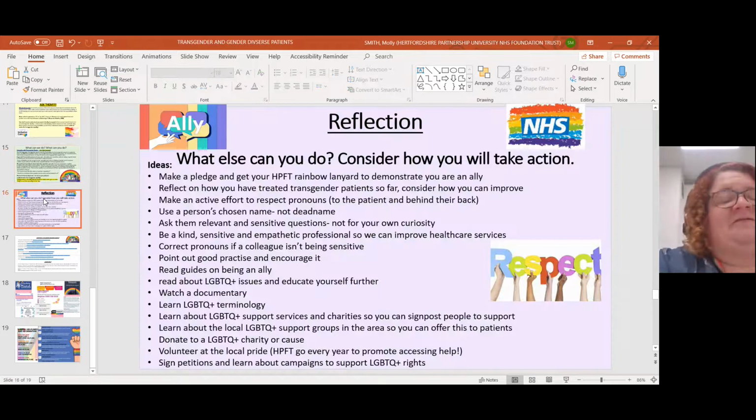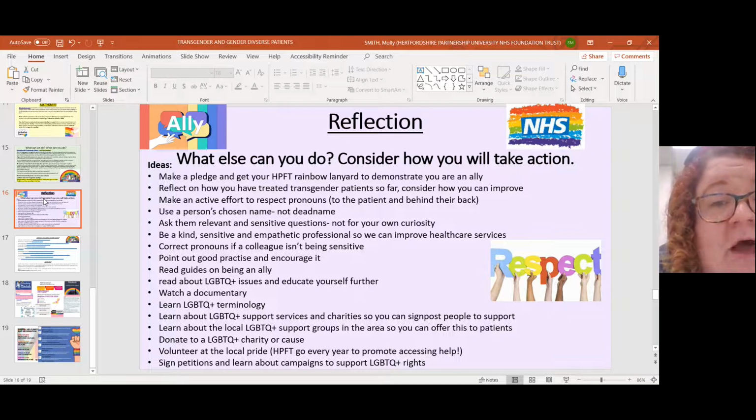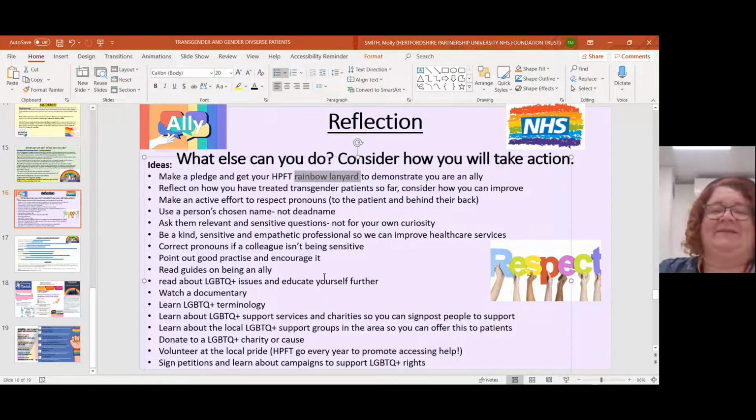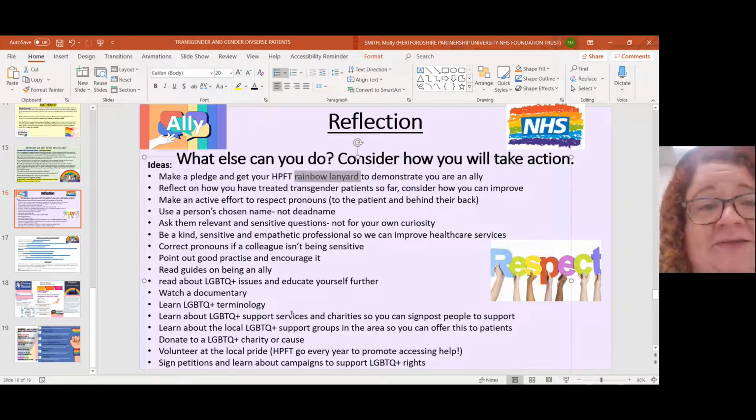So I do want you to have a think after learning this information. I want you to consider how you're going to take action to improve things. There are lots of ways to be a good ally. We've got rainbow lanyards and rainbow NHS badges these days, and most trusts have those if you speak to your equality and diversity team. I had to make a pledge to get mine. It's a nice way to demonstrate you're an ally and to show your patients as well that you're a safe person to come out to and to speak to.